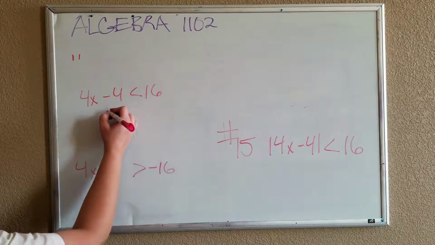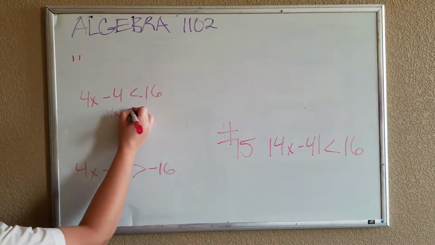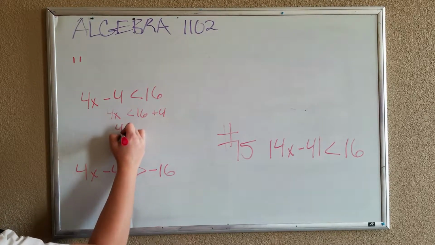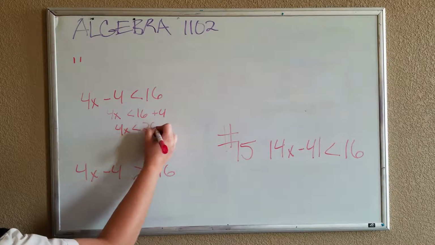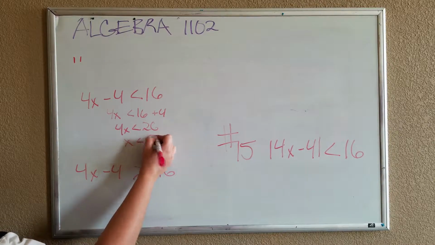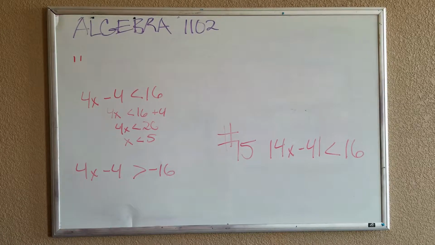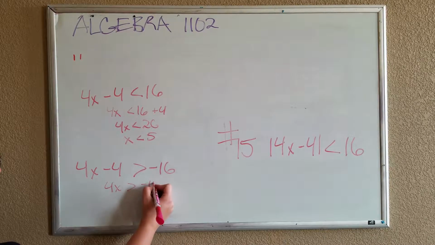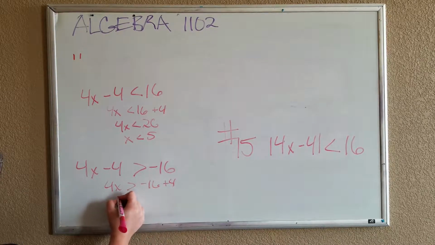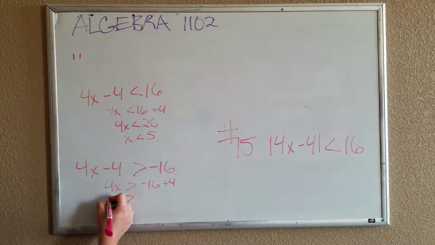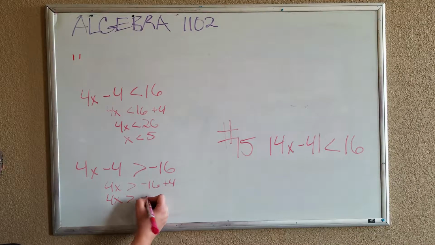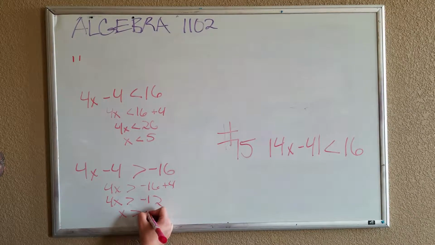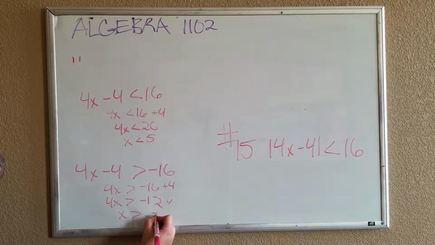All right, so we'll solve for this. We'd go 4x is less than 16. We're going to add this 4 over here, plus 4. 4x is less than 20. So x is less than 5. 20 divided by 4 is 5. Same thing on this one. 4x is greater than negative 16 plus 4. So 4x is greater than negative 12. X is greater than negative 12 divided by 4, which will give you a negative 3.